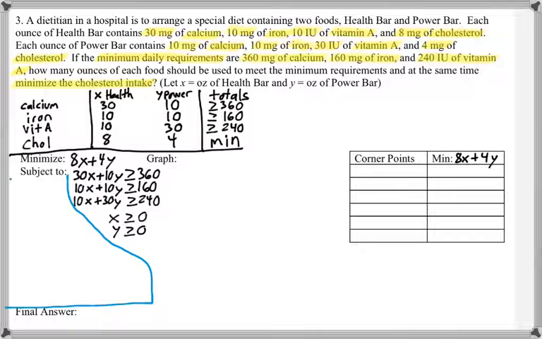So the 30x plus 10y is greater than or equal to 360. I want to subtract 30x from both sides, and then divide everything by 10. So y is greater than or equal to negative 3x plus 36. This is one of my lines.